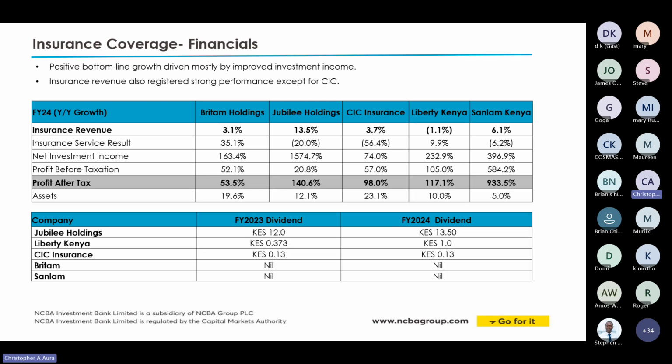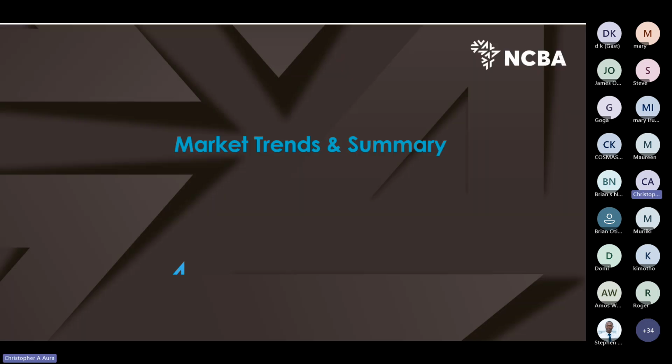CIC also paid dividends. They have also been trying to be consistent. Though Britam and Sanlam have not paid dividends. For Sanlam, they are still recovering and they still need to boost their capital position, so they can't afford to pay dividends right now. So that's for the insurance sector. And with that, we are done with the coverage of the various sectors.